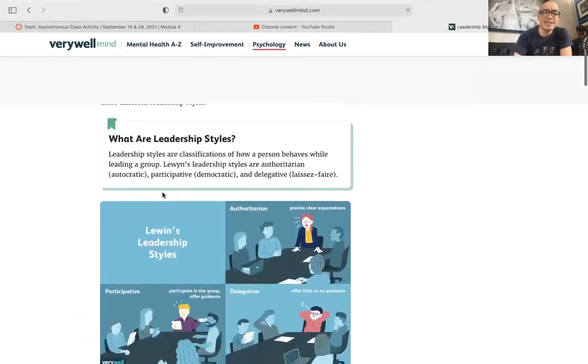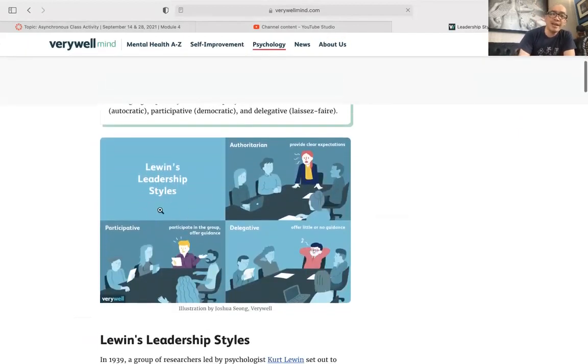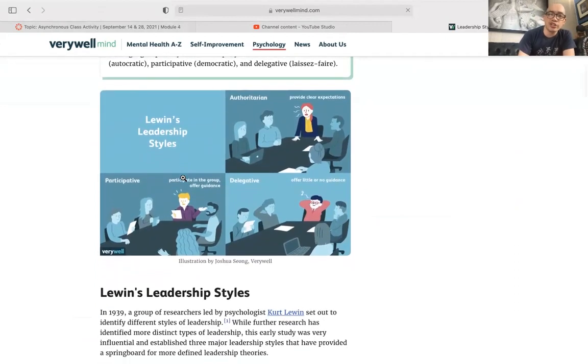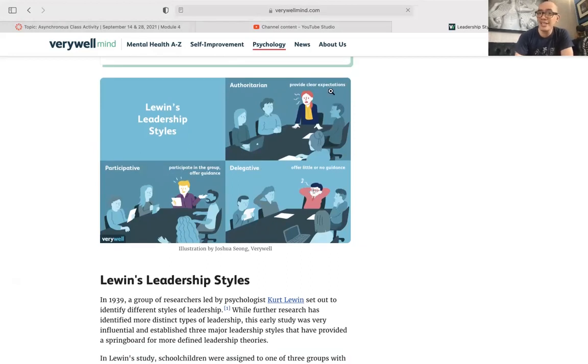Now, when you look at, for example, leadership styles, and I simply want to survey different leadership styles, I can look at, for example, Lewin's leadership style. When I look at Kurt Lewin's leadership style, there are only 3 to look at. Authoritarian, which provides clear expectations. Delegative, offer little or no guidance. Participative, participate in the group, offer guidance.